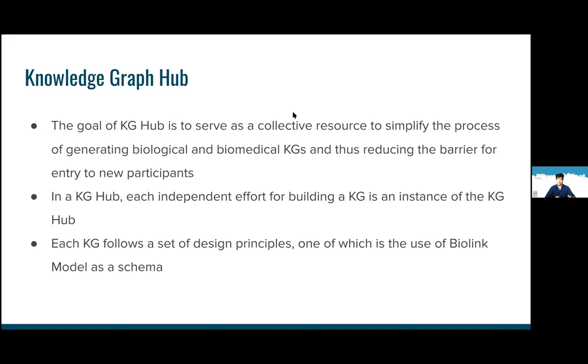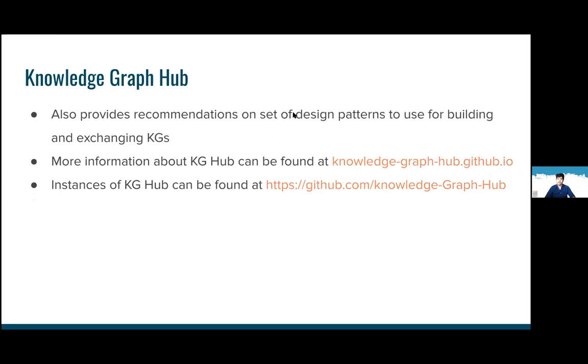So the Knowledge Graph Hub is a set of design principles and guidelines, which allows you to build graphs that are easy to share and easy to work with other such graphs. One of the design principles is using Biolink Model schema for the knowledge representation. You can find more information about the Knowledge Graph Hub at the following links, and instances of the KG Hub can be found in the Knowledge Graph Hub organization on GitHub.